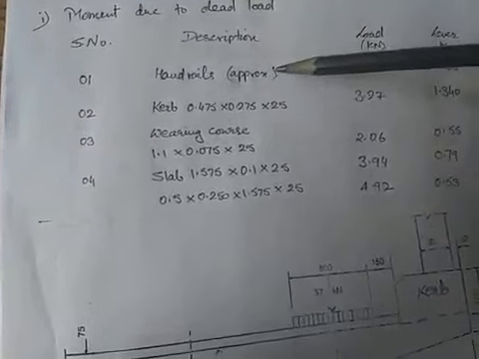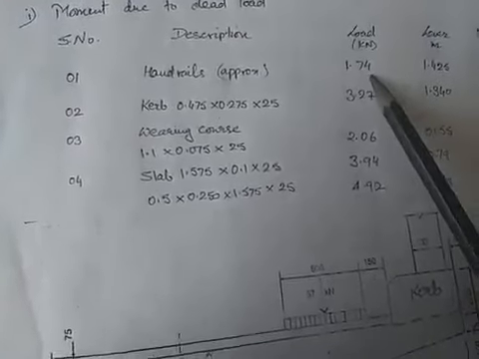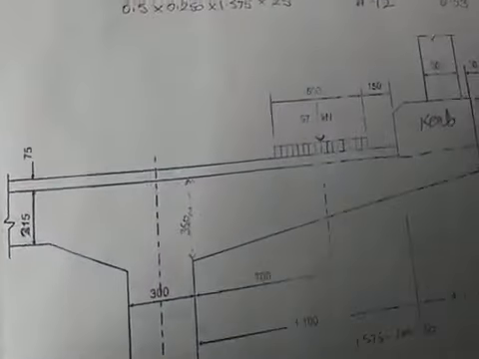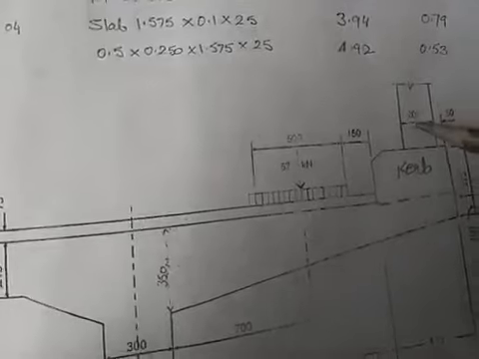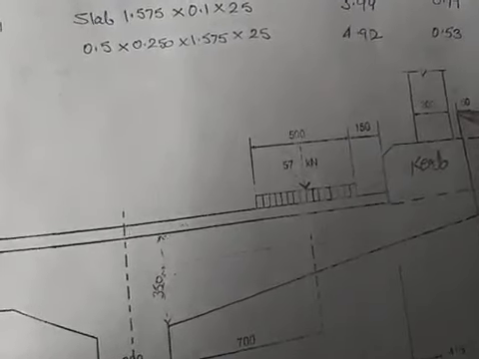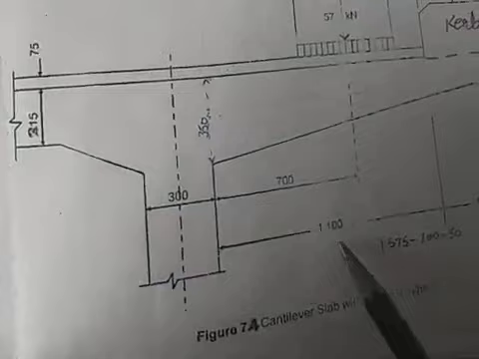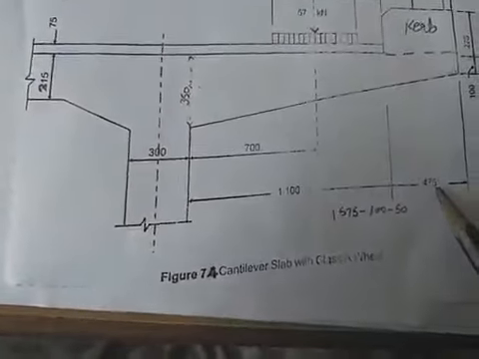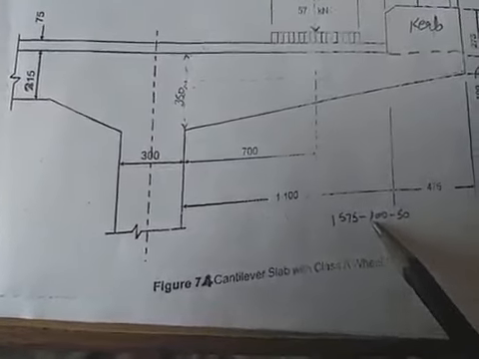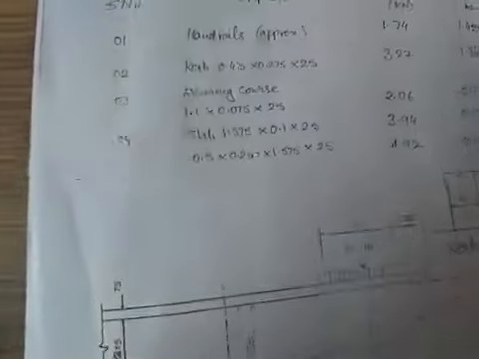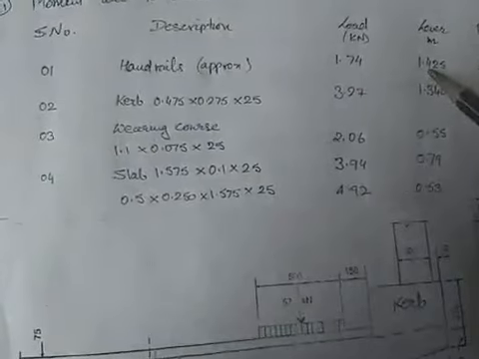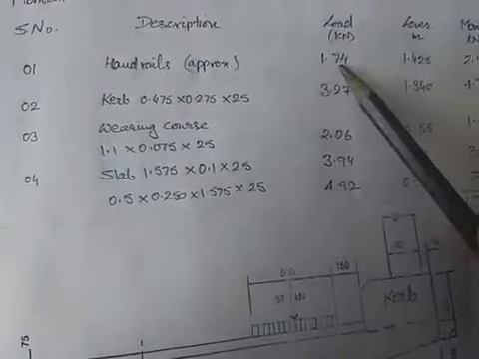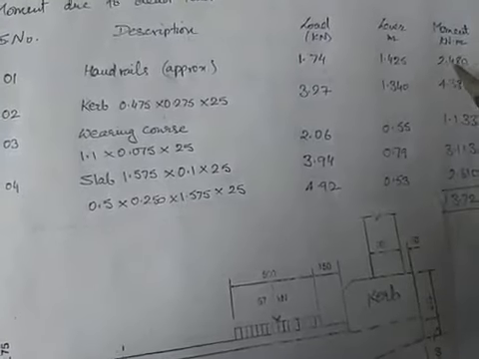Handrails. The load from the handrails is approximately taken as 1.74 kilonewton. Lever arm will be 1.425. How? It is going to act at the center here. That makes it 100, and 50 you have from the edge, so that is 150. When you subtract from the total distance of 1100 plus 475, which makes it 1575, minus 100 minus 50, it gives me a value of 1.425. That is 1425 mm. You can always convert. So when you multiply 1.74 with 1.425, we get 2.480.